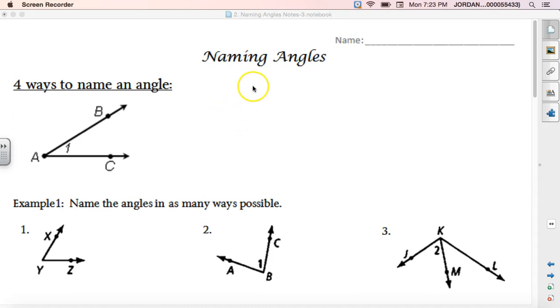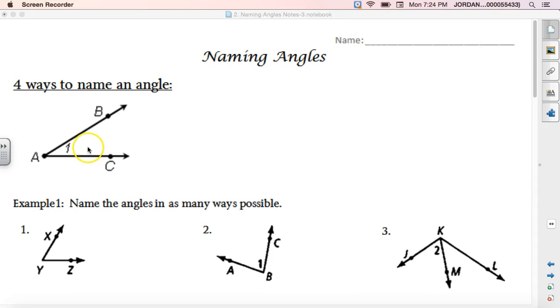Today we're going to be talking about naming angles and also angle addition, kind of similar to segment addition, but only with angles. So first off, an angle is formed when you have two lines that intersect. Anytime two lines intersect, they're going to form an angle. An angle is essentially just the space between those two lines. How much of a space there is between them is an angle.